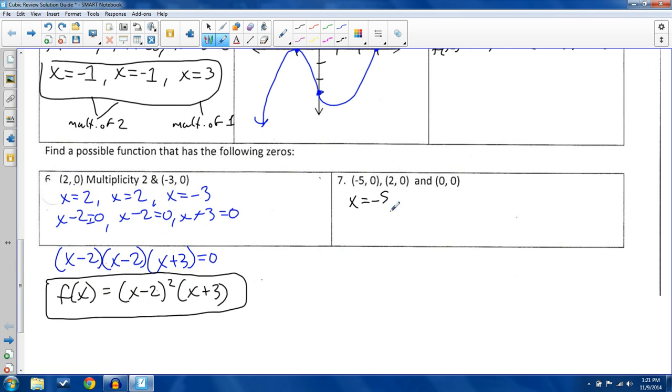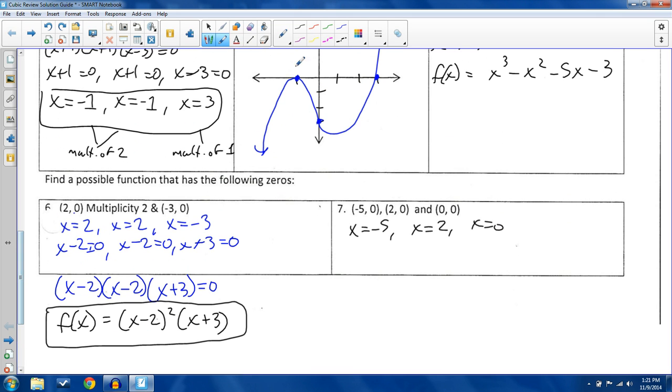X equals negative 5, x equals 2, and x equals 0. Now remember, when x equals 0, what that means is x minus 0 equals 0, or one of your multiples is just x. Okay, this crosses at the origin. This crosses at the point 0, 0. That's why it's an x-intercept of 0. So x plus 5 equals 0, x minus 2 equals 0, and x equals 0.